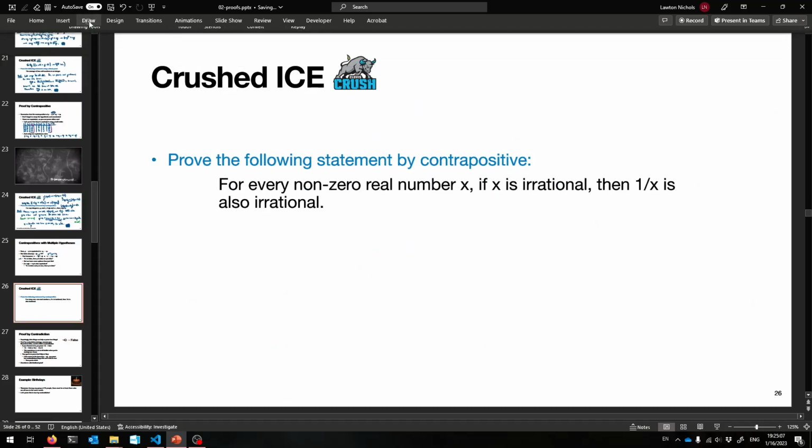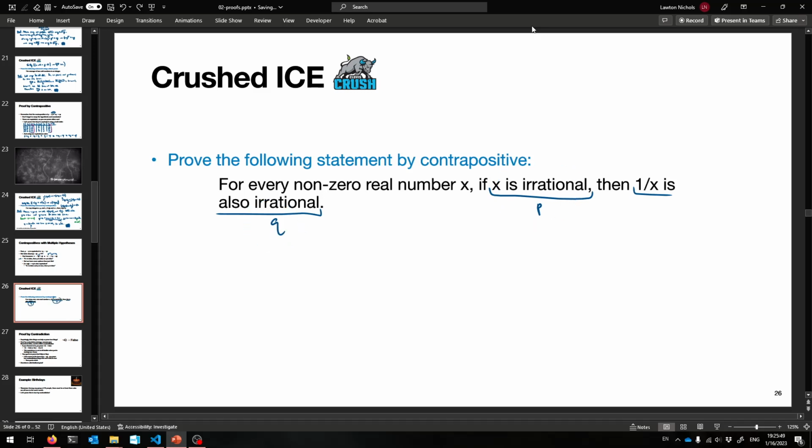All right. So here's a new question for you. I think this will be slightly easier because it's just a single hypothesis implies a single conclusion. So here it is. Prove this by contrapositive. For every non-zero real number x, remember real number means numbers that can maybe include decimal places, if x is irrational, then 1 over x is also irrational. Interesting. All right, so here's a for all, and if x is irrational, that's going to be your p, right? And it implies q, 1 over x is also irrational. That's going to be the q of our statement.